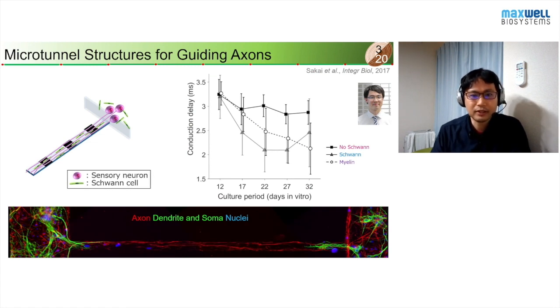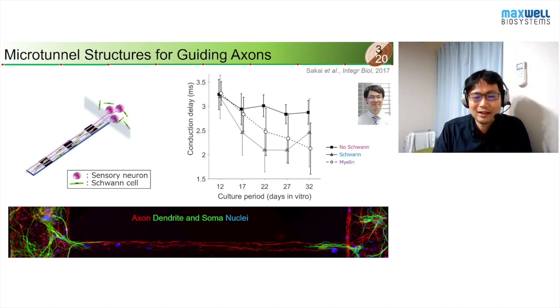So we have attempted to solve these problems by using electrodes combined with microtunnels. The tunnel structure allows axons to spontaneously grow on the electrodes, so no skill is required to place the electrodes on the axons. And the tunnel structure also measures high amplitude activity from axons, eliminating the need for a special analysis method.